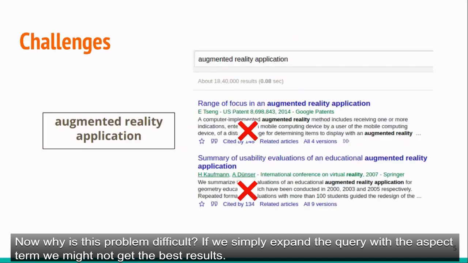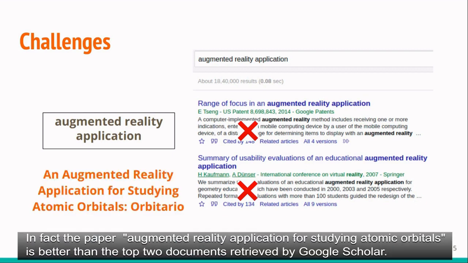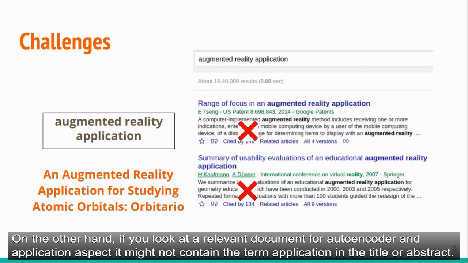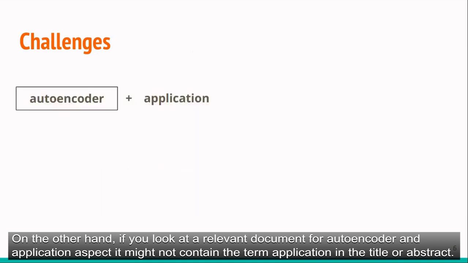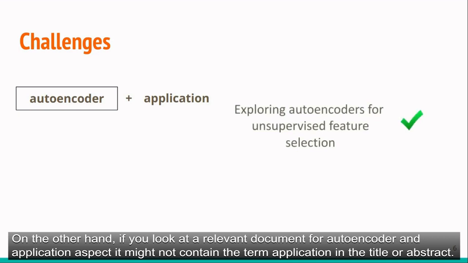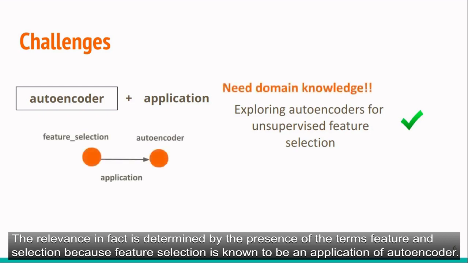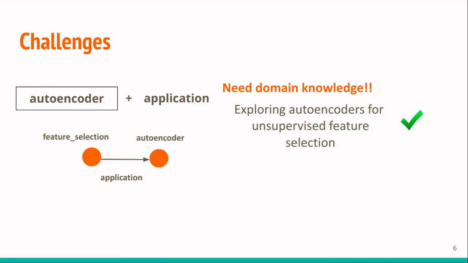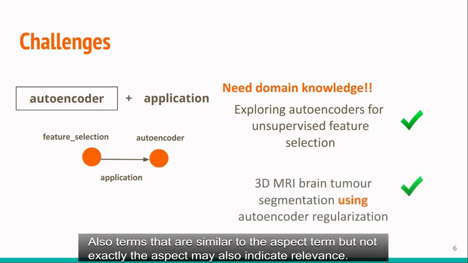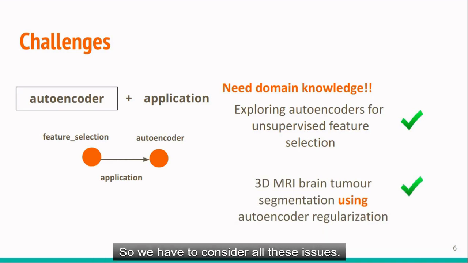Now, why is this problem difficult? If we simply expand the query with the aspect term, we might not get the best results. In fact, the paper An Augmented Reality Application for Studying Atomic Orbitals is better than the top two documents retrieved by Google Scholar. On the other hand, if you look at a relevant document for autoencoder and the application aspect, it might not contain the term application in the title or abstract. The relevance in fact is determined by the presence of the terms feature and selection because feature selection is known to be an application of autoencoder. So we need domain knowledge. Also, terms that are similar to the aspect term but are not exactly the aspect term may also indicate relevance. So we have to consider all these issues.